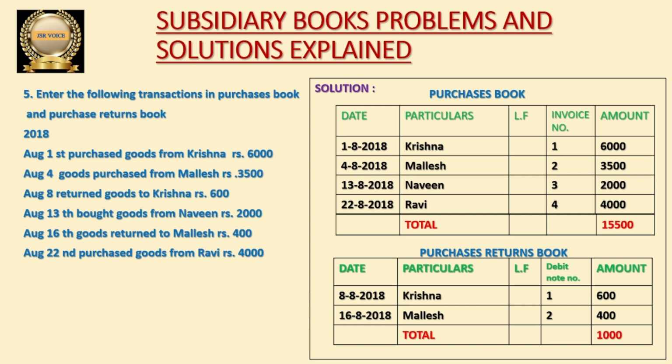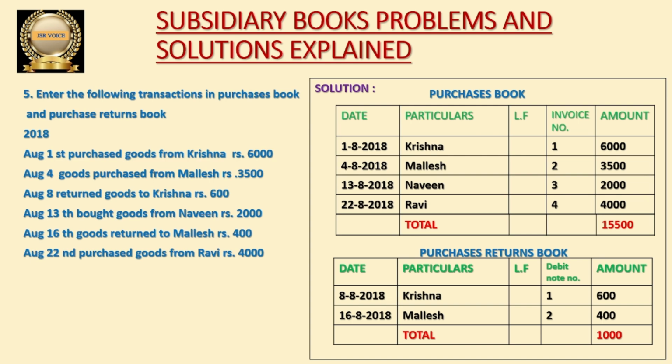August 22nd, purchased goods from Ravi. So here again, purchased goods from Ravi 4000. Purchased means a purchases book related transaction, but we should decide whether it will appear in that book or not by looking into whether it is satisfying three conditions or not. Let us see whether it is satisfying or not.